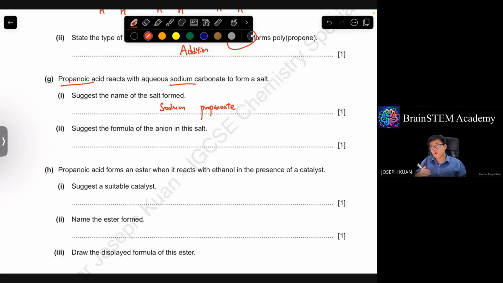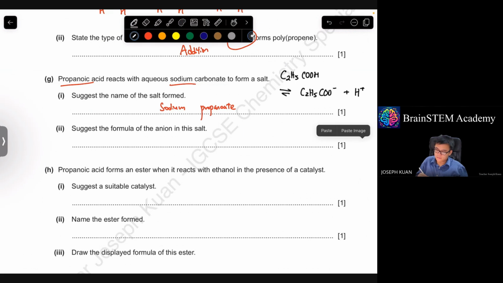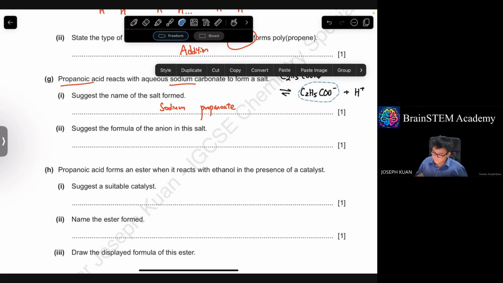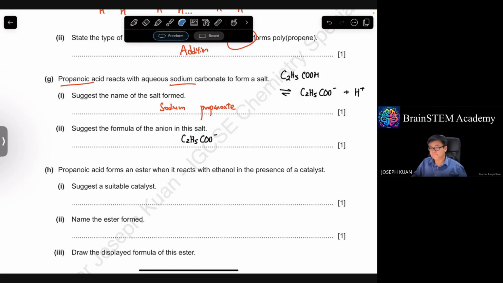Okay, to know propanoate, start with propanoic acid first. It is C2H5COOH. It is a carboxylic acid, which means that it's a weak acid. It will form C2H5COO minus and a hydrogen ion, partially dissociates. So this is called the propanoate ion. So C2H5COO minus.